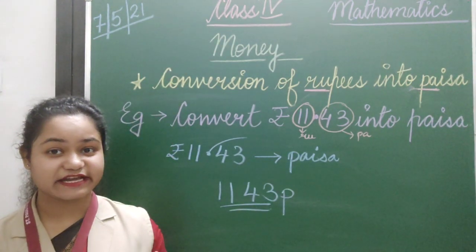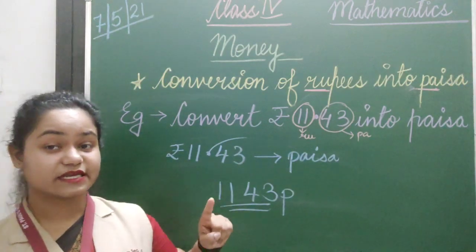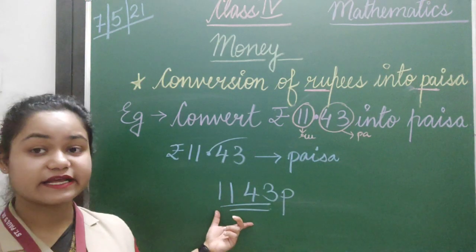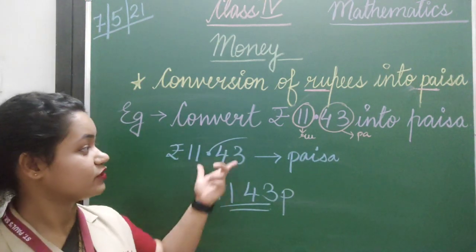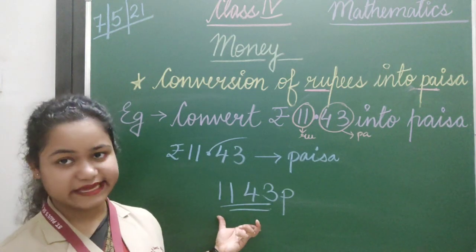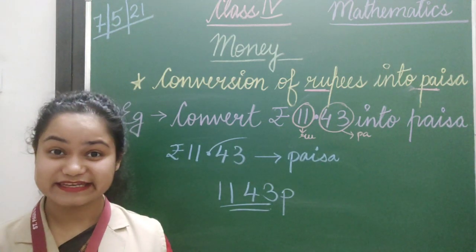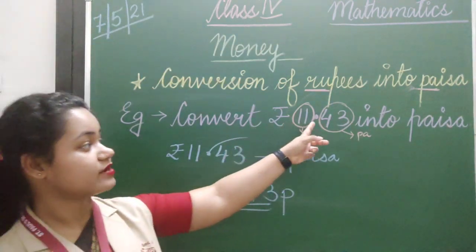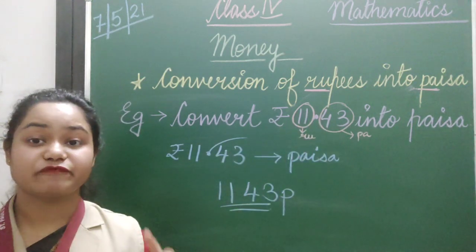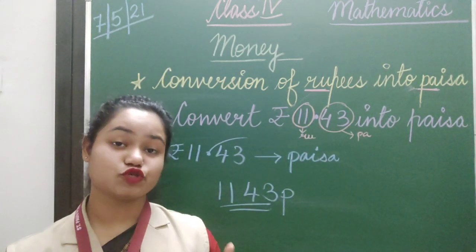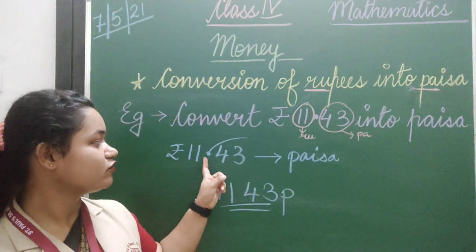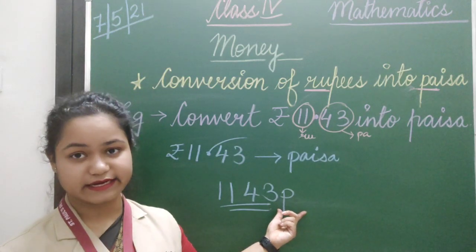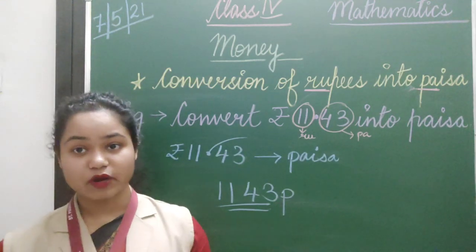Just rewind and see the long method of this particular question. What answer were we getting? 1143, isn't it? Now here also with the short trick we got the same answer within no seconds. So if a number is given with a point, and you want to convert it directly into paisa, you need to remove the point and write the digits as it is with the paisa sign behind it. Alright. I hope you understood this concept.